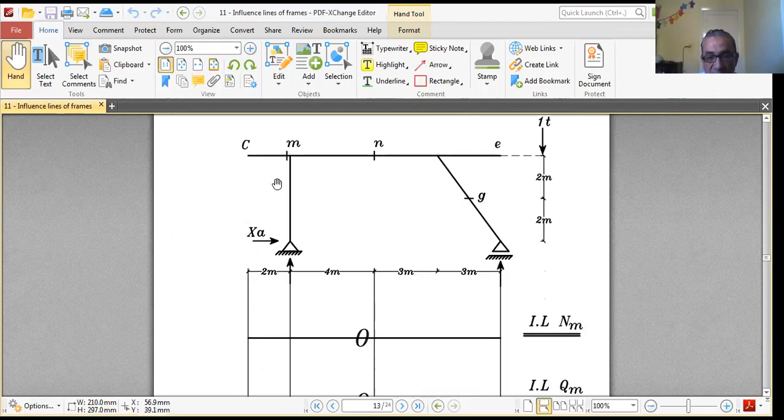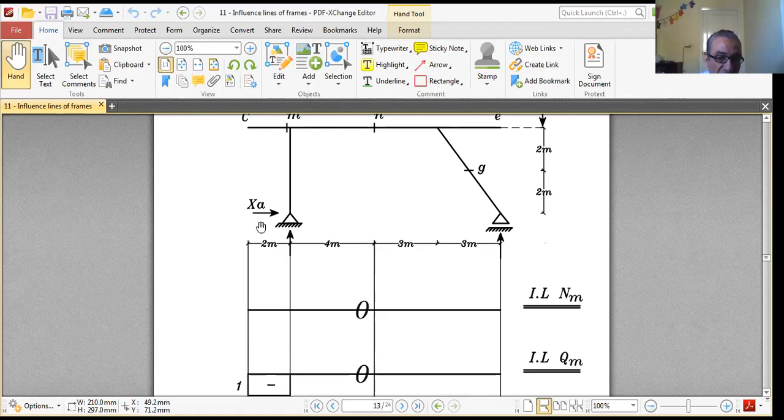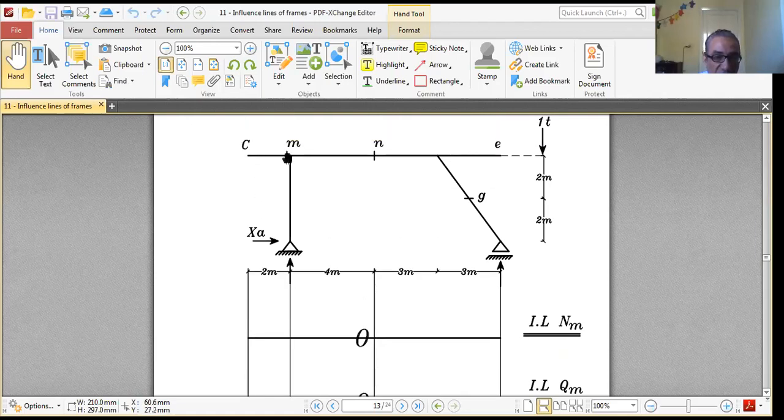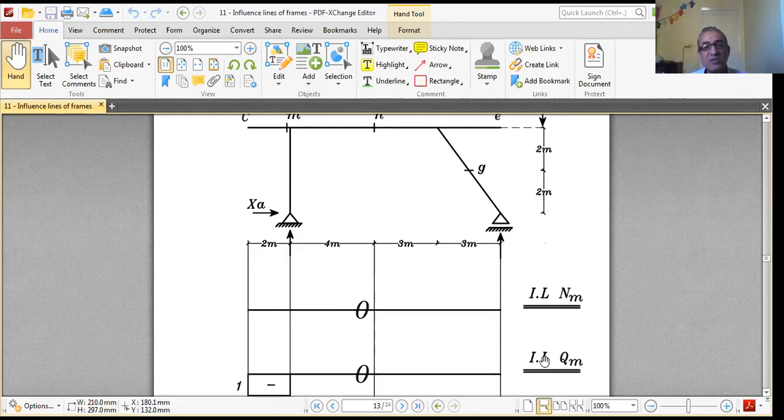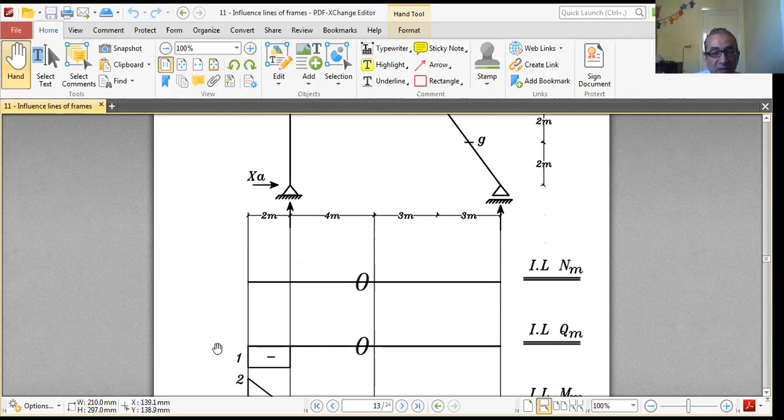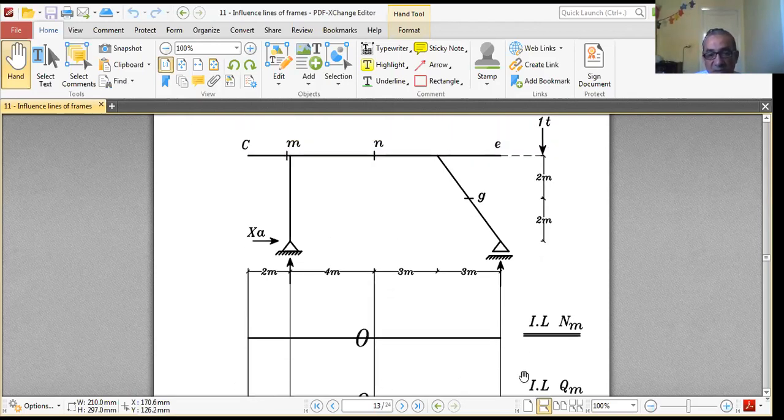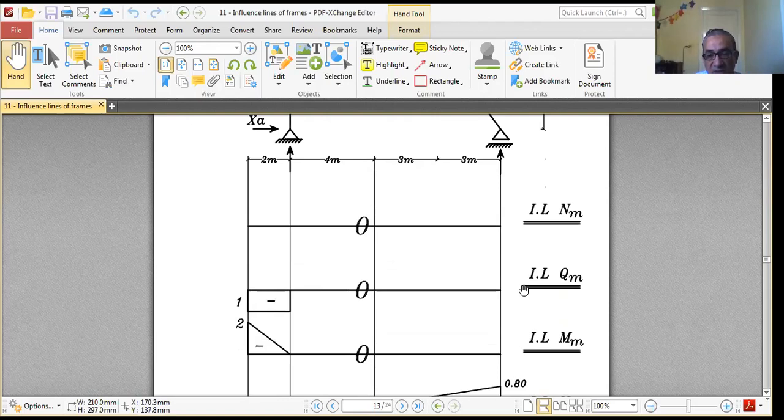Influence line of N_M: the normal force at M is 0, doesn't matter what the load is. The reactions are always 0, so N_M equals 0. Q_M: when the load is between here and here, Q equals minus 1, and it is 0 beyond, because when the load is here there is no load on the cantilever, so calculate from the left, it is 0. So now emphasize Q_M: minus 1 constant and 0 beyond.